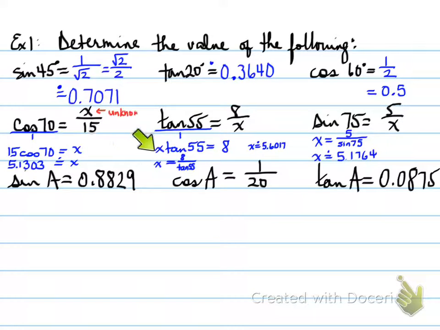So for all three of these, it's very important to know that when the unknown is on top, you're always going to multiply. When the unknown is on the bottom, and let's look at the example, you will always divide.